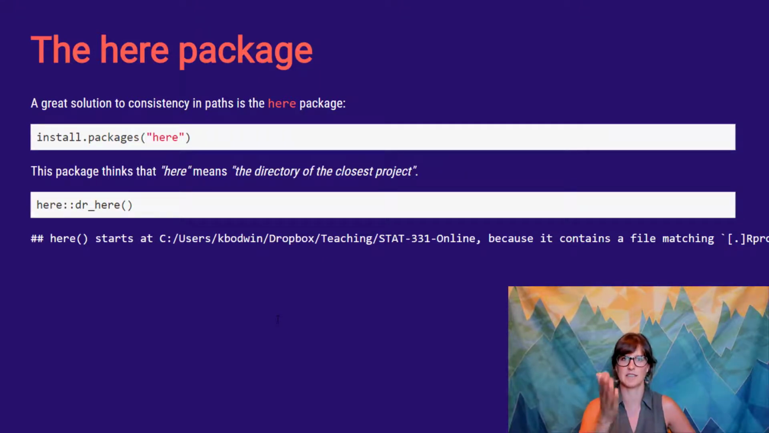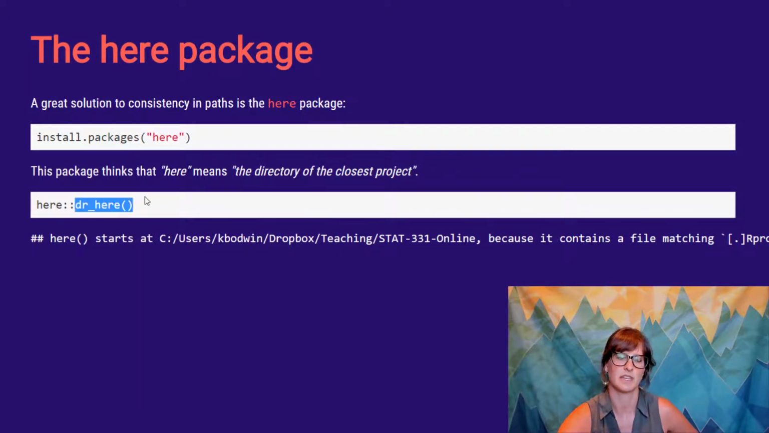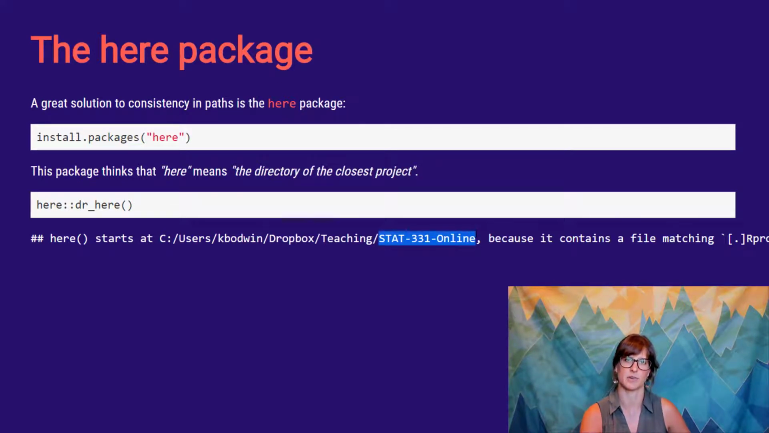And so, for example, in this file right now, the file for these slides, if I say, hey, here package, what directory do you think is here right now? It says to me, well, I think that directory is all the way up to the stat331 online folder. That's the folder where my R project flag is planted. And here knows that. Here says, look, I found a file matching the R project type.